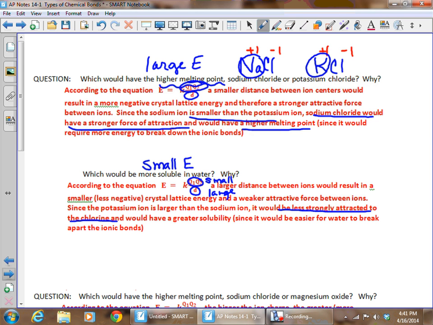So it's all about lattice structure, and it's all about lattice energy when we're describing these things. Now, be careful. This only works for ionic compounds. Don't try to use this equation for a covalent compound. Covalent compounds work on a whole different level, and that has to do with intermolecular attractive forces, which we'll talk about later. This is all about ionic compounds.